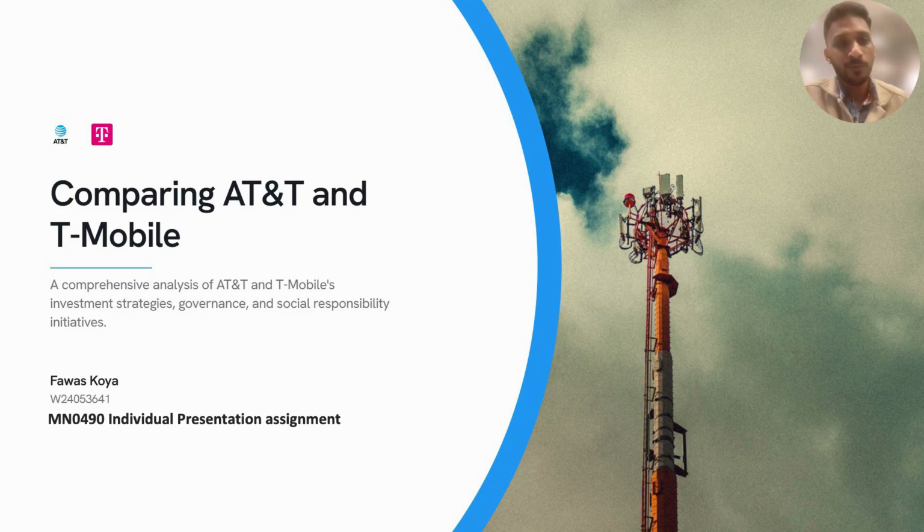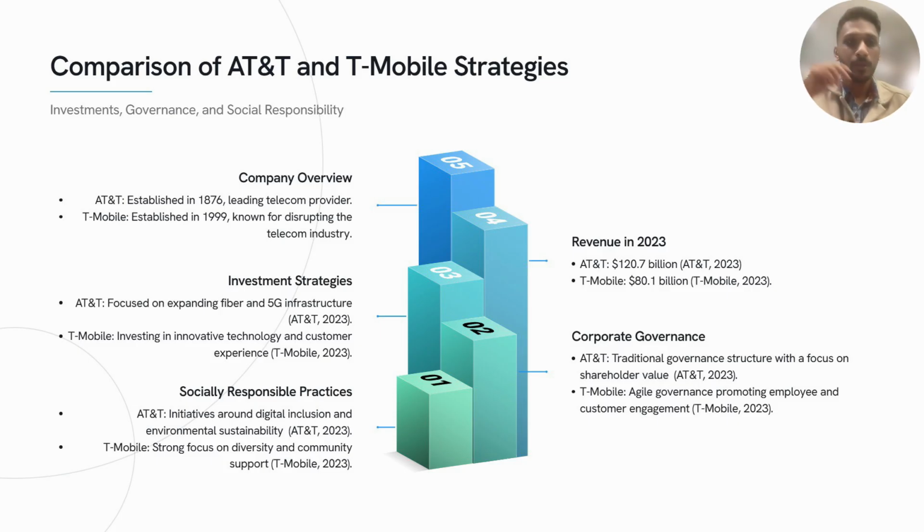My student ID is 2405361, and this is my individual presentation assignment for module MN490. The topic I've selected is strategically comparing AT&T and T-Mobile and doing a comprehensive analysis of their investment strategies, governance, and social responsibility initiatives. Firstly, let's compare AT&T and T-Mobile's strategies.